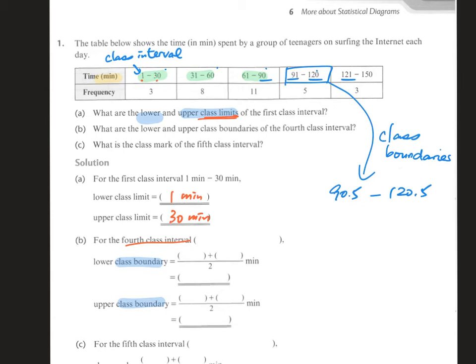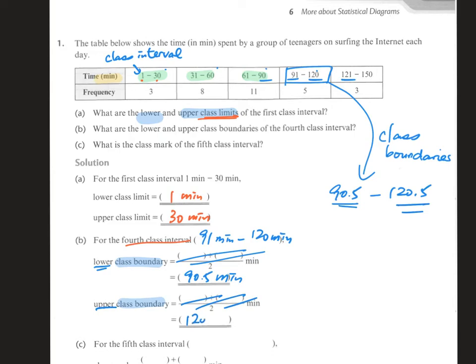So bear in mind that this is a word interval. So we should have 91 minutes to 120 minutes. Lower class boundary, I don't wish you to write a step, but you write down the smallest number, which is 90.5, which stands for the lower class boundary. Next, upper class boundary, I don't want you to write a step as well. Then you find the largest one in this class boundaries, which is 120.5 minutes accordingly.